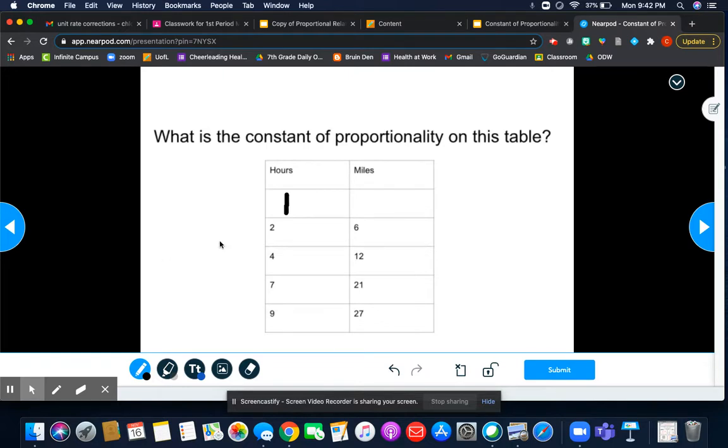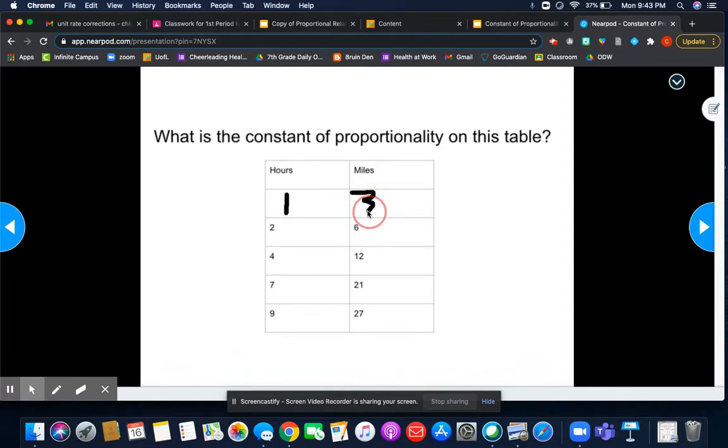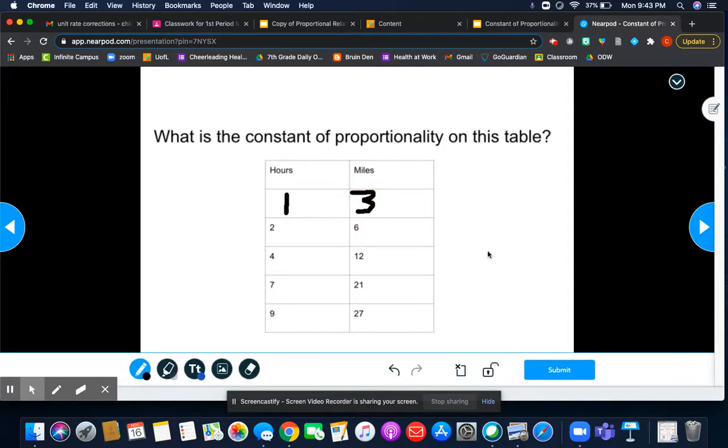So we know this table has a constant of proportionality because I can look across: this is times 3, times 3, times 3, times 3, and 2 times 12 is 24, 6 times 4 is 24. I know that it's going times 3 straight across, so my unit rate, or my COP, constant of proportionality, is 3 miles, or 3. So for every hour, I'm going to drive 3 miles.